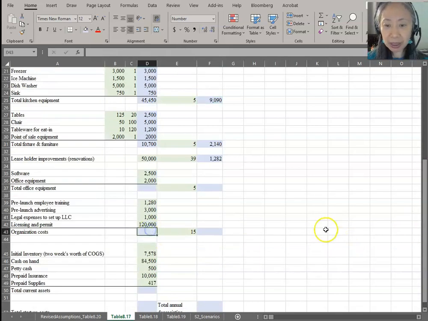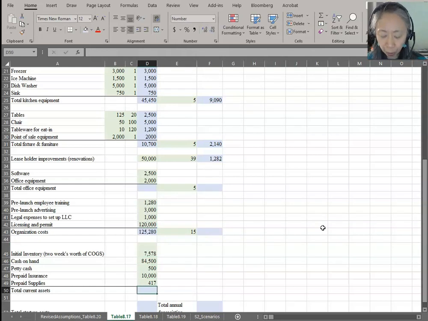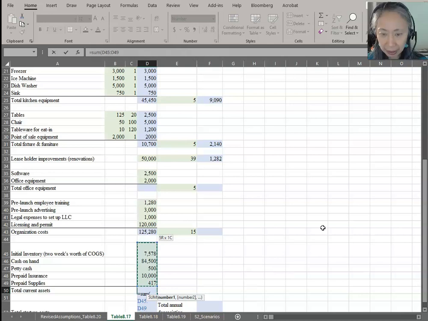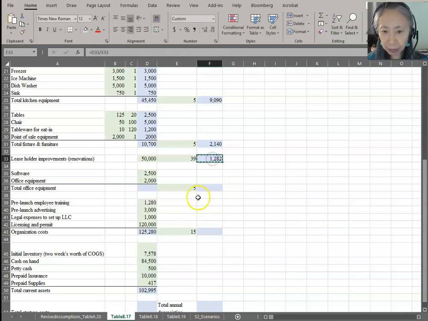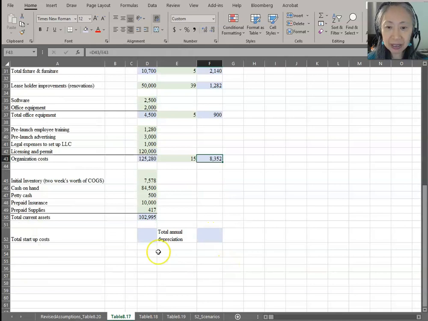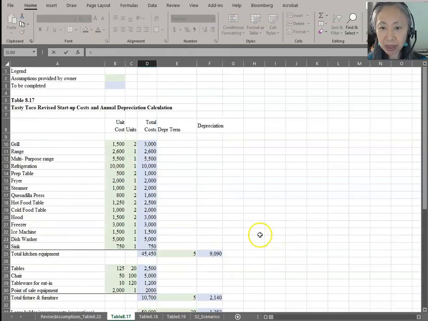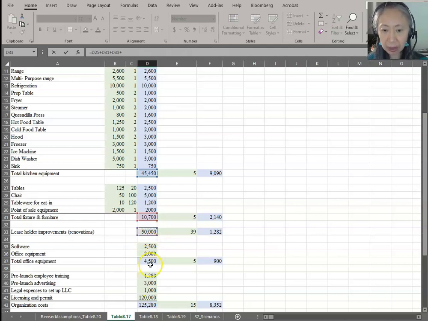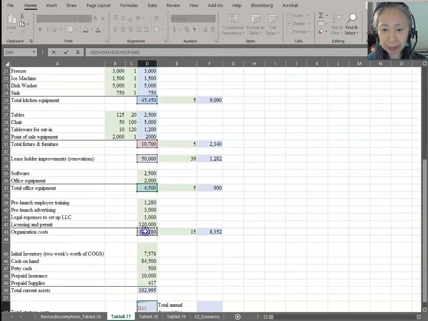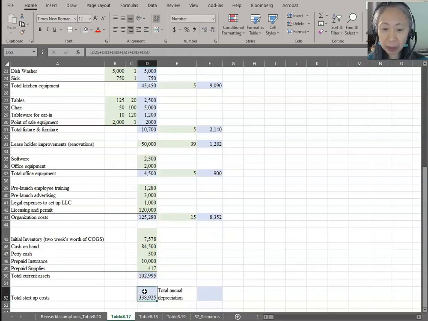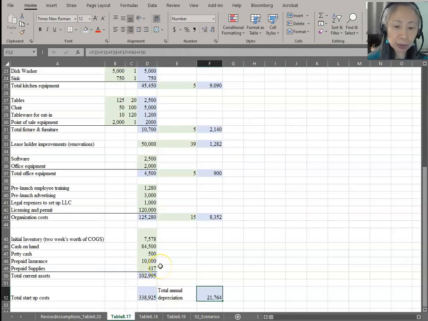And here are our organization costs. This one actually did not change from the base case. And the same thing for current assets. So we need to add up total office equipment. And here are our total startup costs. So this time it'll be different, because you are purchasing your own equipment, it'll be different from before. So your total startup cost is actually higher. And your total depreciation will also be higher. And that is to be expected because now you're owning your own equipment.